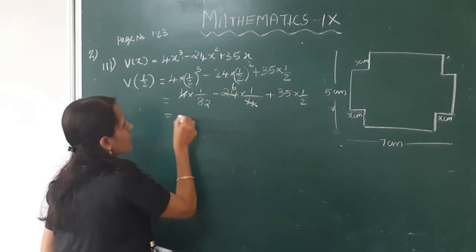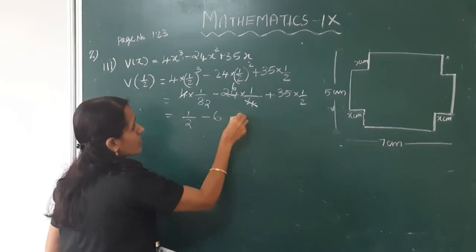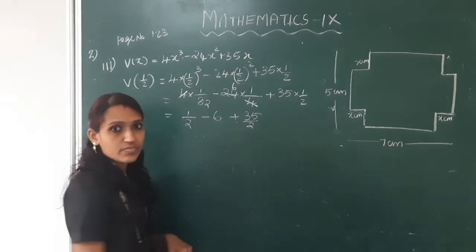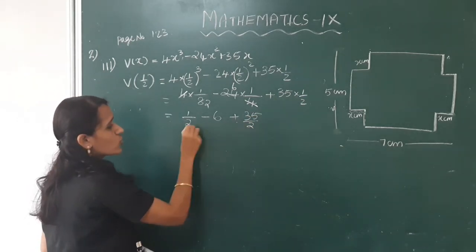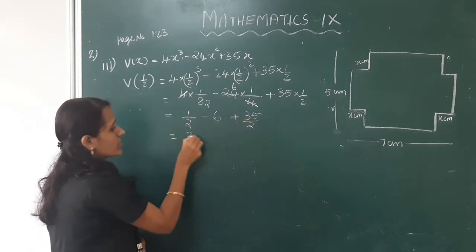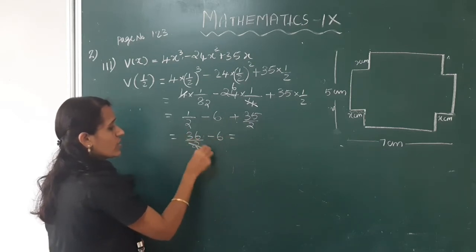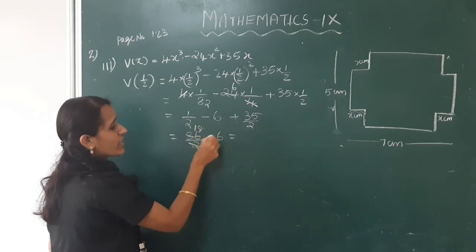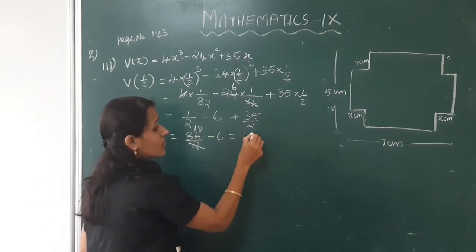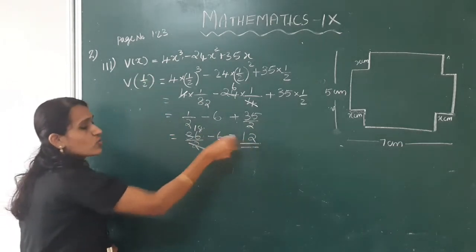6. This is equal to 1 by 2 minus 6 plus 35 by 2. Here in these two terms the denominators are the same, so add the numerators: 36 by 2 minus 6. This is equal to 18 minus 6, which is 12. So V of 1 by 2 is equal to 12.